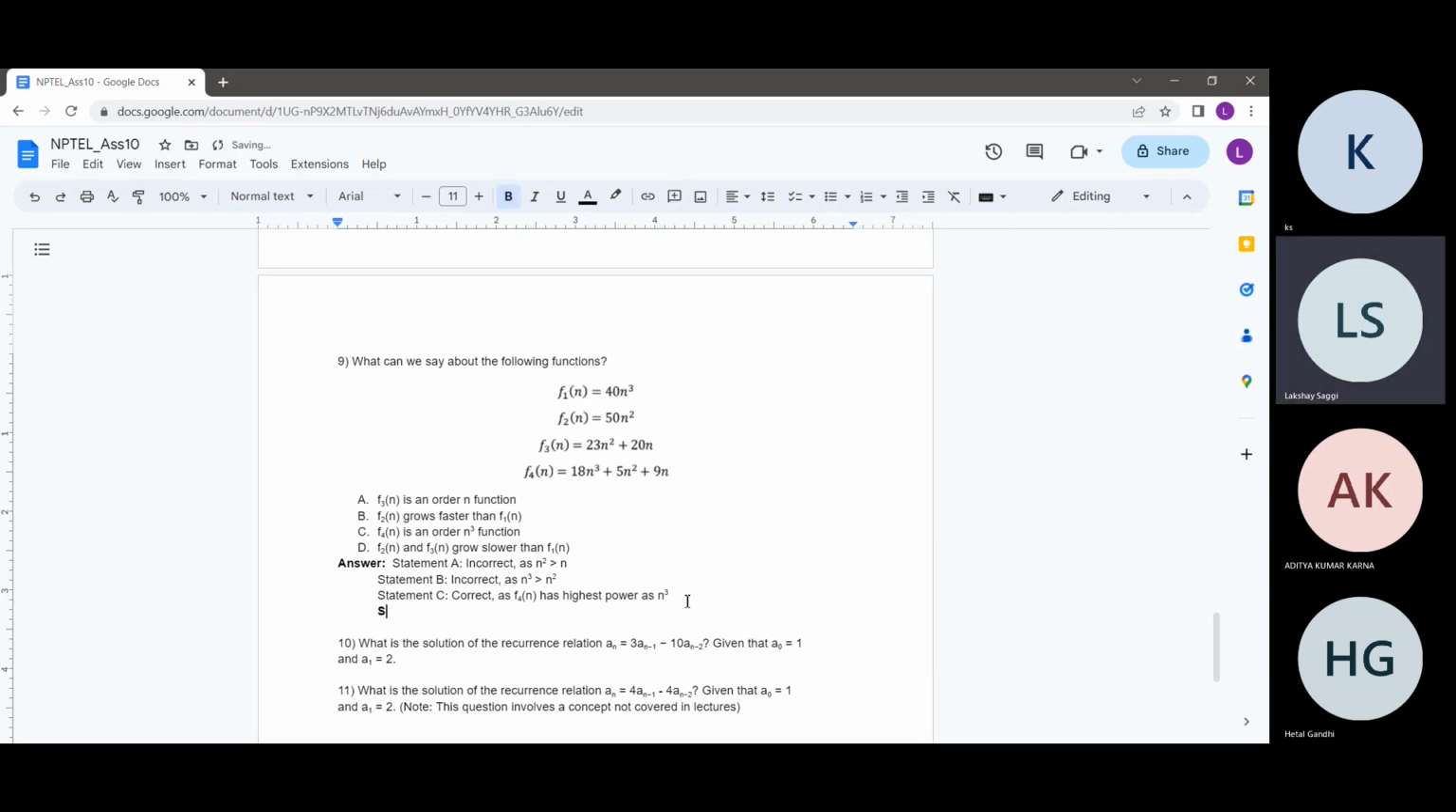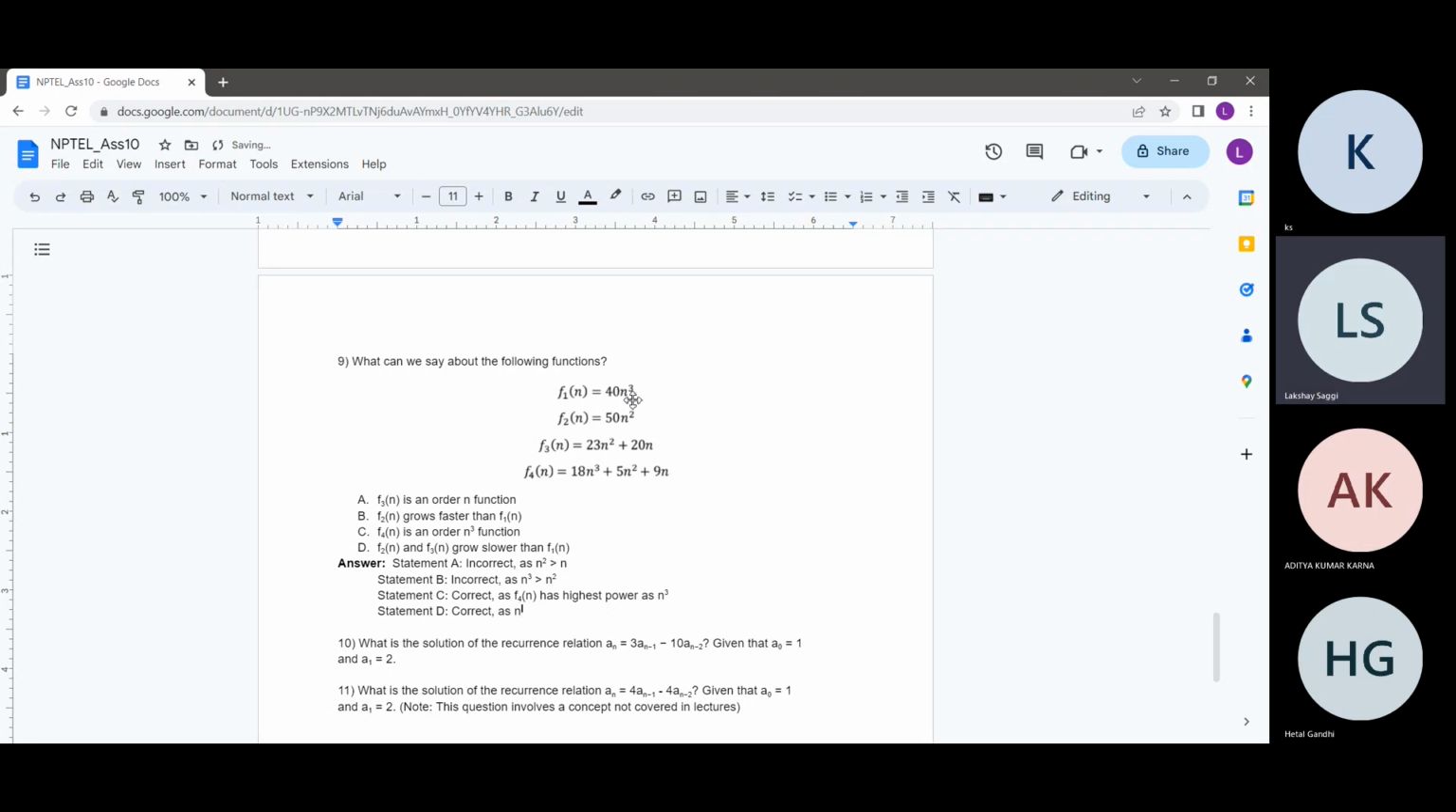So statement D. Statement D is saying f2(n) and f3(n) grow slower than f1(n). So f1(n) is basically an n cube function. f2(n) is an n square function, as the highest power is n square. f3(n) is also an n square function. So it's saying both these n square functions grow slower than the n cube function. So yeah, this is correct.